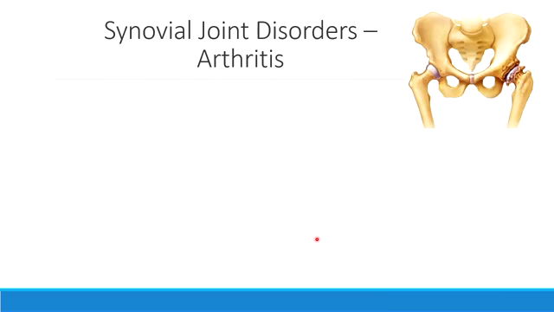The last kinds of things we're going to talk about with our joints are arthritis. And when we talk about arthritis, there are a lot of different kinds of arthritis. We do need to be familiar with what makes them different. So the most common kind of arthritis is called osteoarthritis.